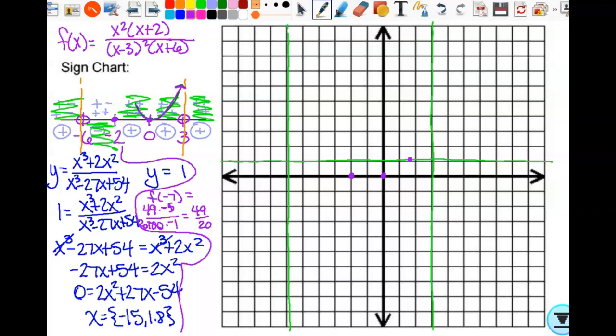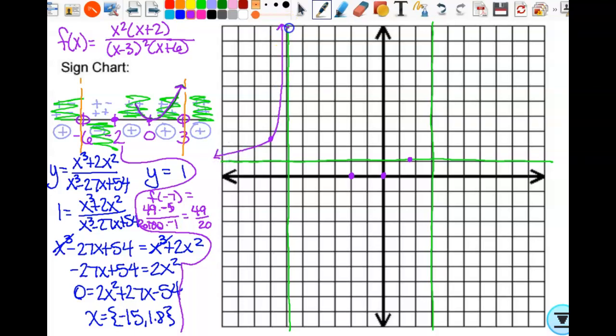So 20 goes into 49 twice with 9 left over, so it's about 2.5, right? Good enough to graph on here. So I can go to negative 7 and then 1, 2.5. Do you think that 1 point's enough? Yeah? I think it's enough. I don't think we need anything else.